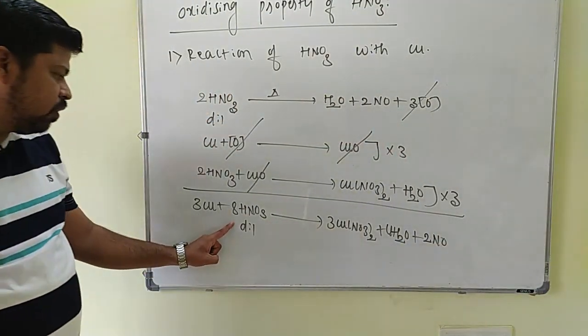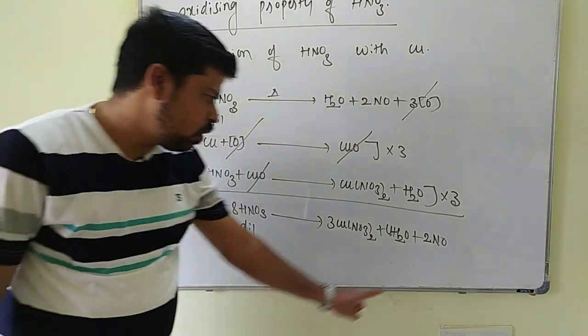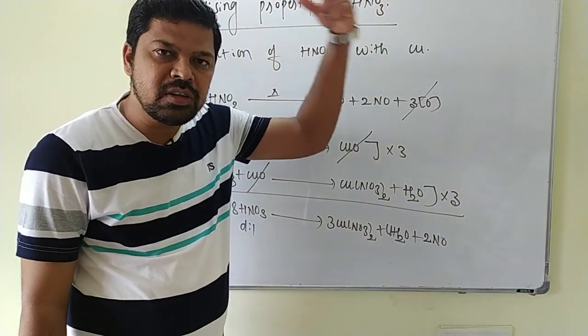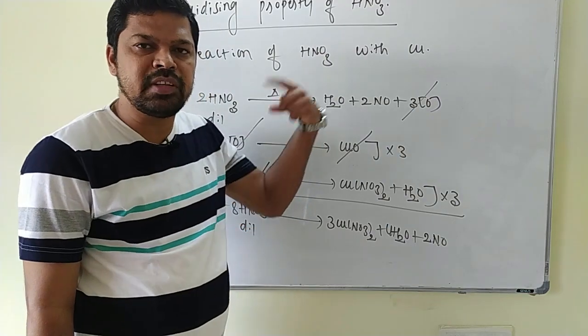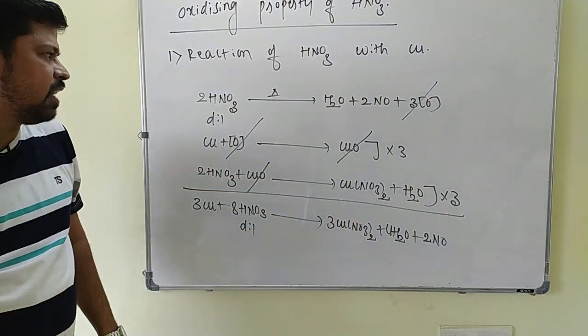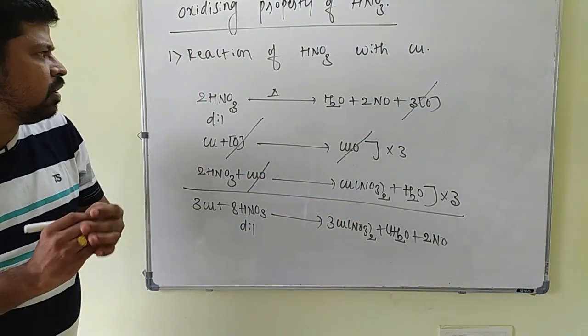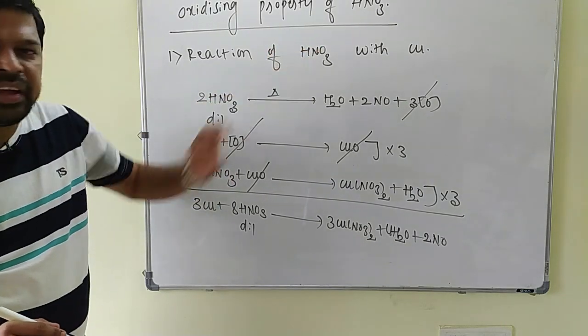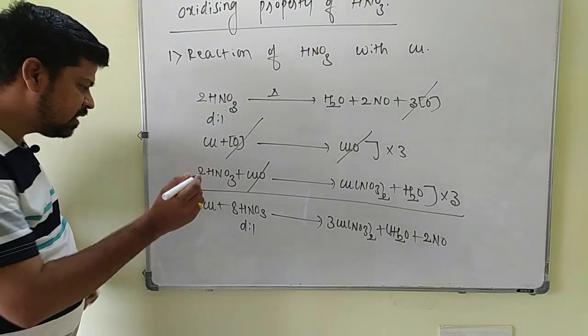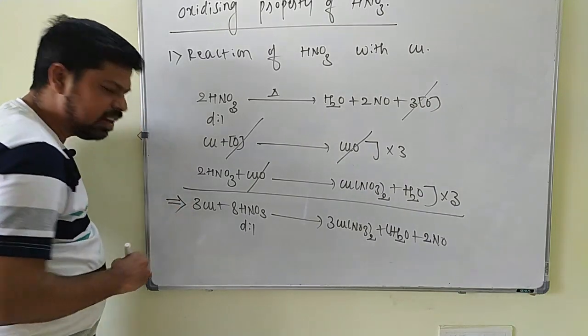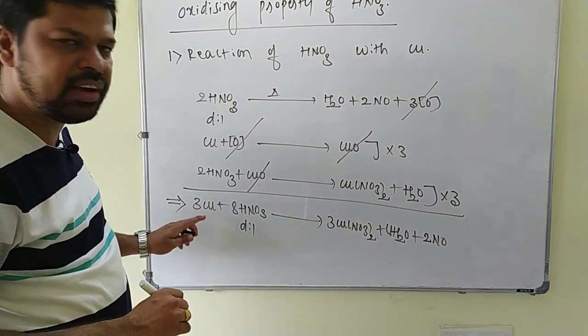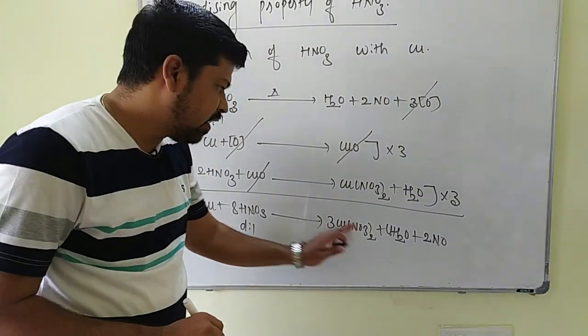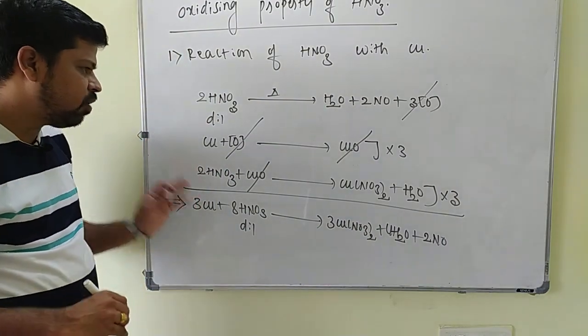So with the dilute HNO3, copper upon oxidation gives NO gas. With the concentrated HNO3, copper upon oxidation gives NO2 gas. This is the oxidation of copper metal with the HNO3. These two are the reactions. In the NCERT again they have given this final reaction directly. If you want, you can remember this one, or else you can go through the concept.